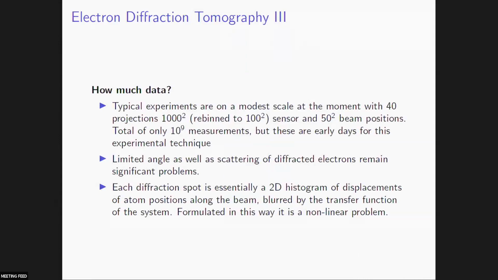Okay, so in this case, typical experiments on a modest scale might have tens of projections of thousands squared sensor positions. It's often reduced down. The diffraction problem is also nonlinear, and I suppose that's another computational problem, that a lot of tomographic problems, when you look at them carefully, are nonlinear, and some of them are just obviously nonlinear. So, of course, we don't just need iterative methods to solve large linear systems, but to solve nonlinear systems where the linear problems are a sub-problem of it.